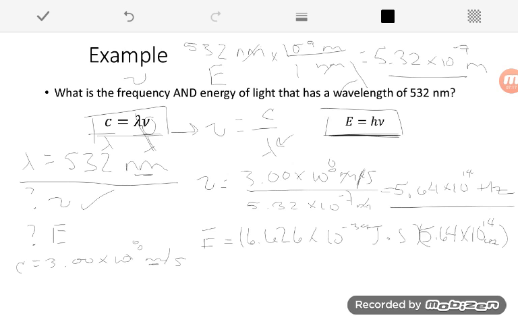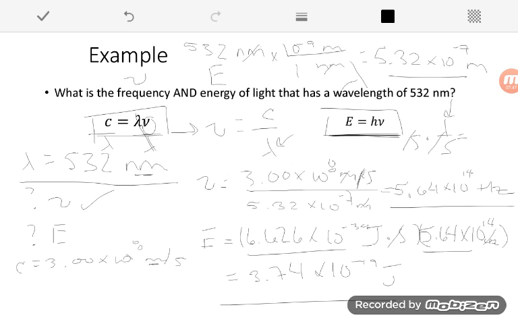Sneak that in there. So we're just going to multiply these. The seconds and the hertz cancel, because hertz is 1 per second. So seconds times 1 divided by seconds, these cancel and just go away, essentially. So all we're left with is joules, which is what we would expect for energy. So we do this times this, and we get 3.74 times 10 to the negative 19 joules.